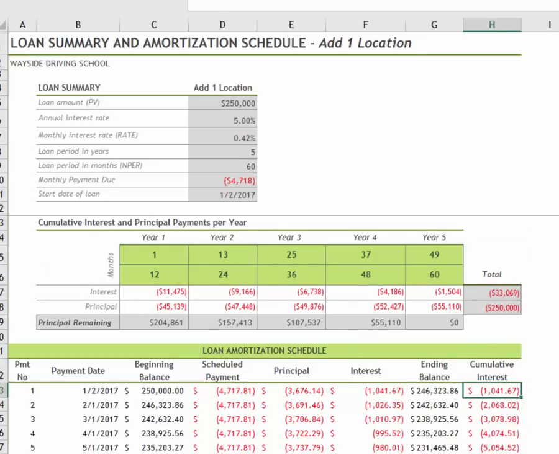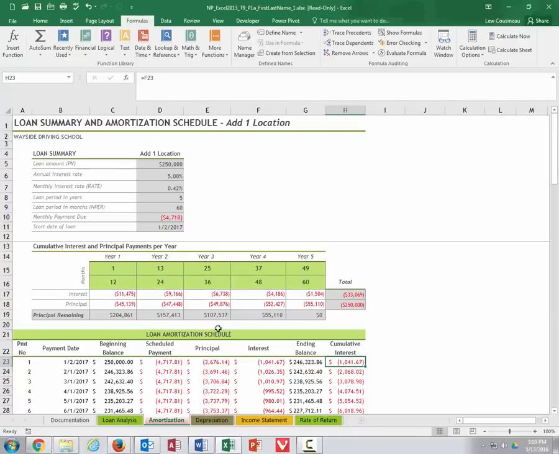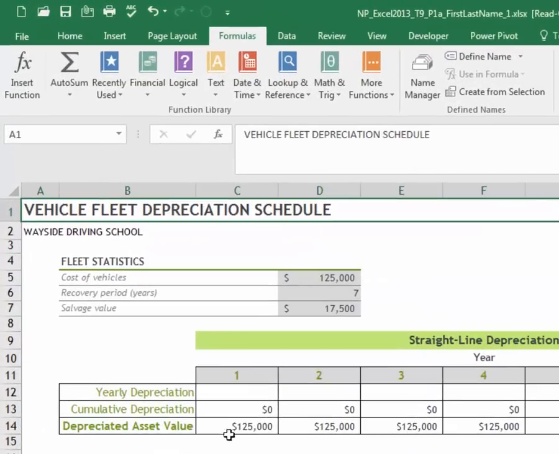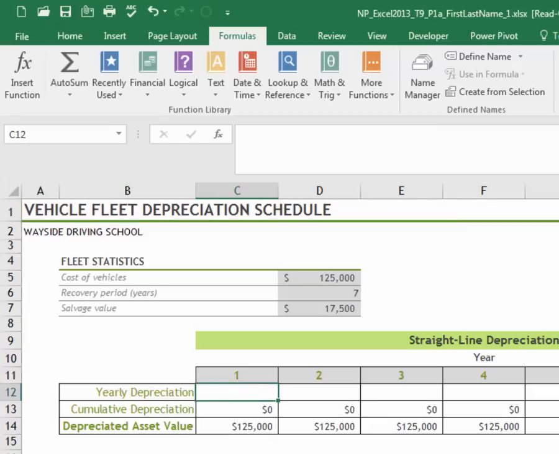Anywho, what are we on? Let's go to number 10, which is the depreciation worksheet. And in cell C12, we're going to calculate the yearly depreciation on what looks to be a fleet of vehicles. So we have 125,000. They last for 7 years, and the salvage value at the end of that time is 17,500. So I want to know what this yearly depreciation is.